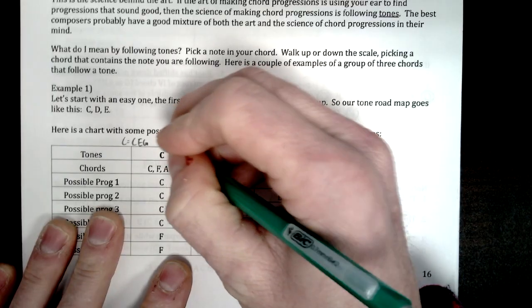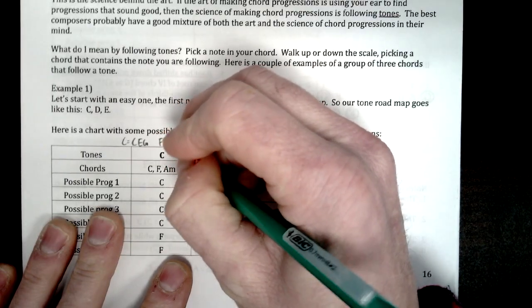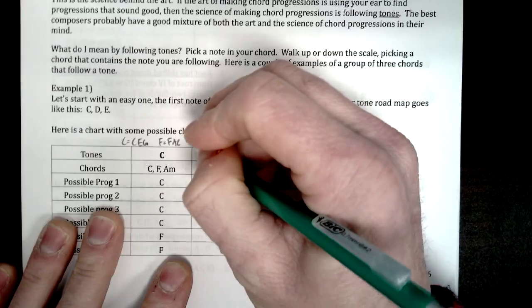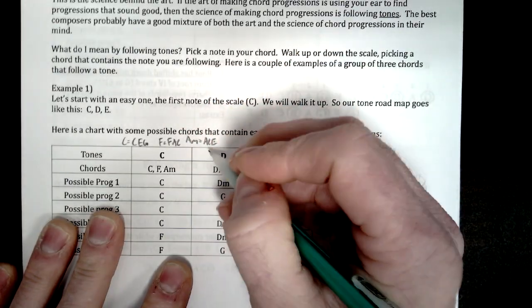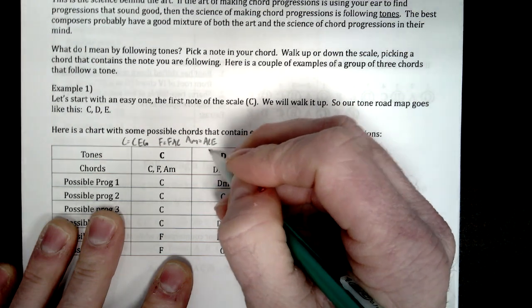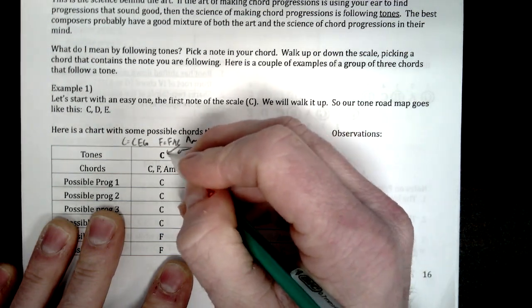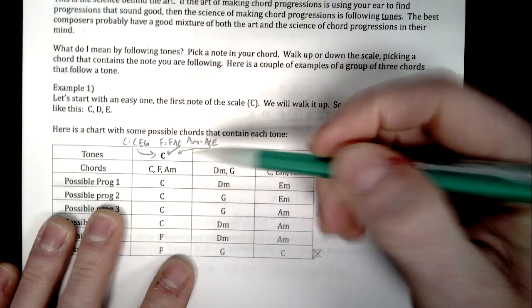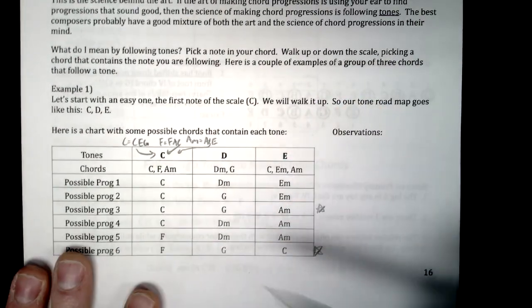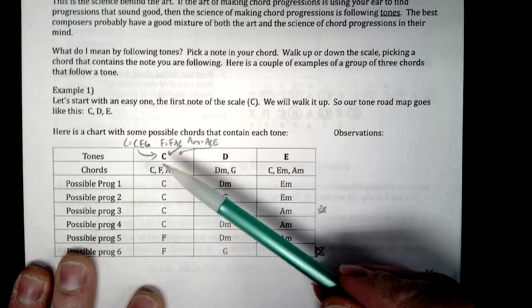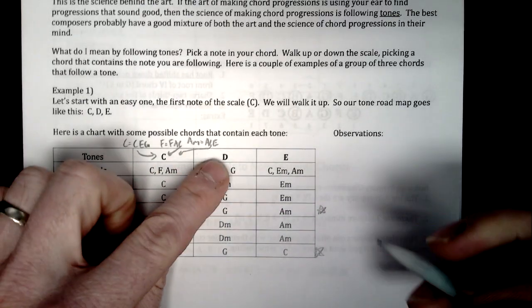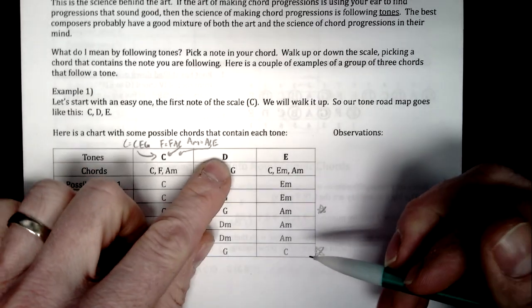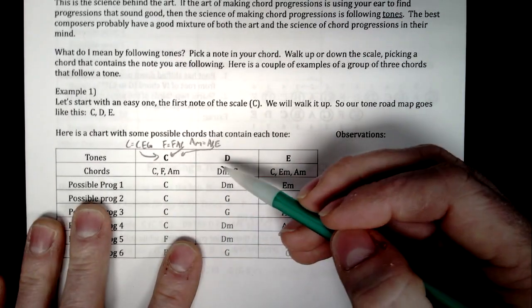The F chord had F, A, C, and the A minor chord had A, C, E. So all of those have the C in it. That's an easy way to determine that any chord that has a C in it, I can use any of those chords.